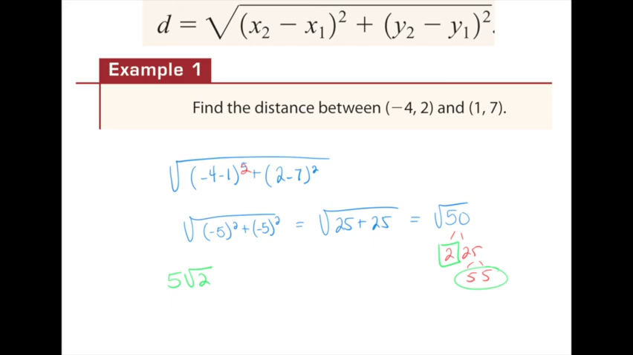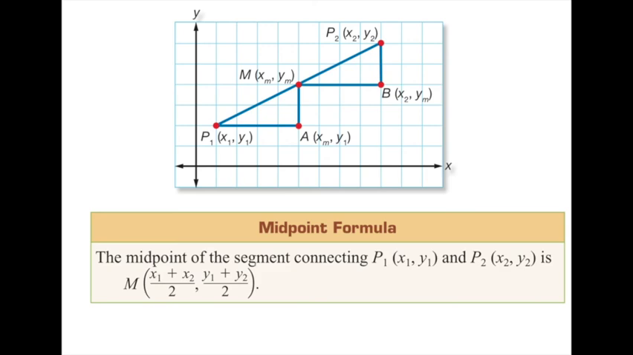If they say round to the nearest tenth, you would put this in your calculator and you would get something like this. Nearest tenth, just a reminder of rounding, that is your tenth place. To round, you look at the number next to it. 5 and above goes up, 4 and down stays. So this would actually round to 7.1.